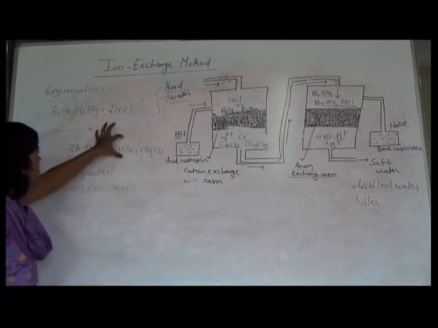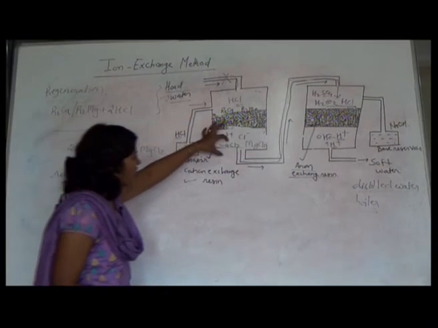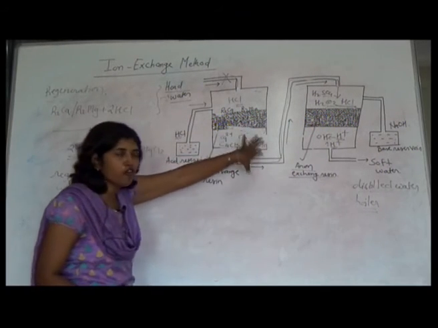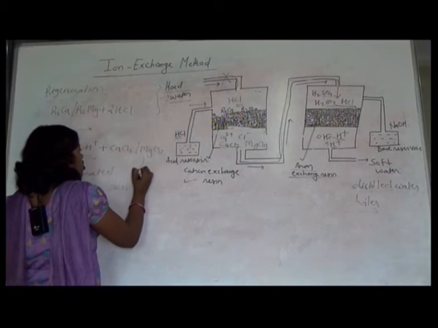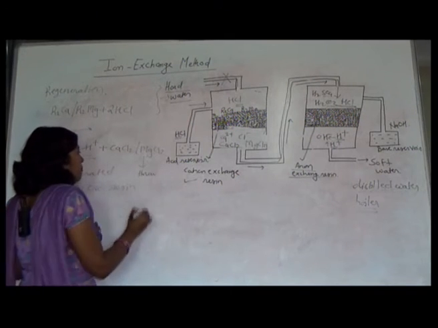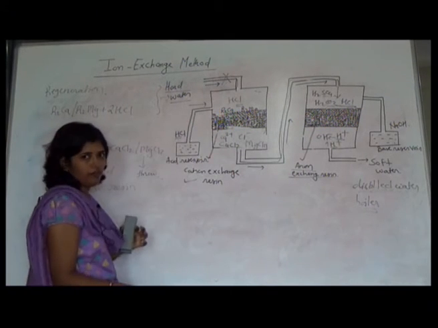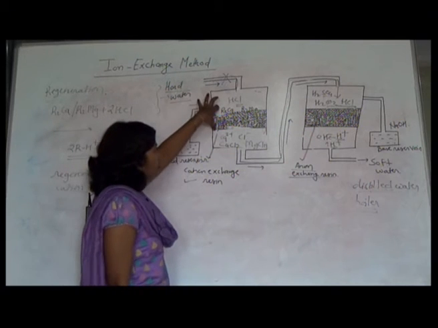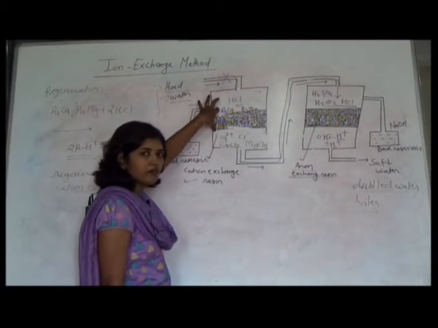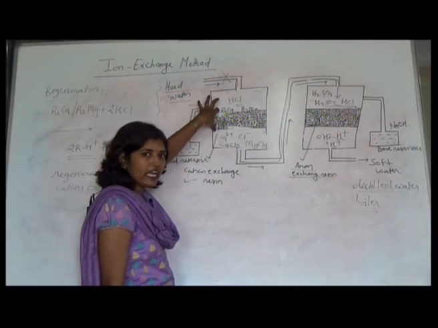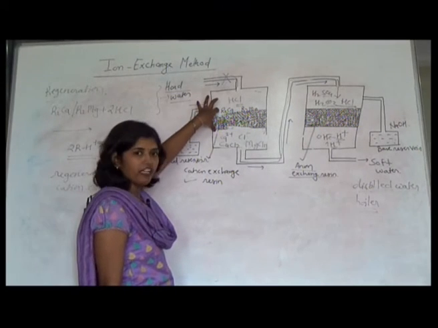Now what about this CaCl2 and MgCl2? The CaCl2 and MgCl2 are washed away and completely removed from the column, and after this the resin becomes regenerated, reactivated or reclaimed.